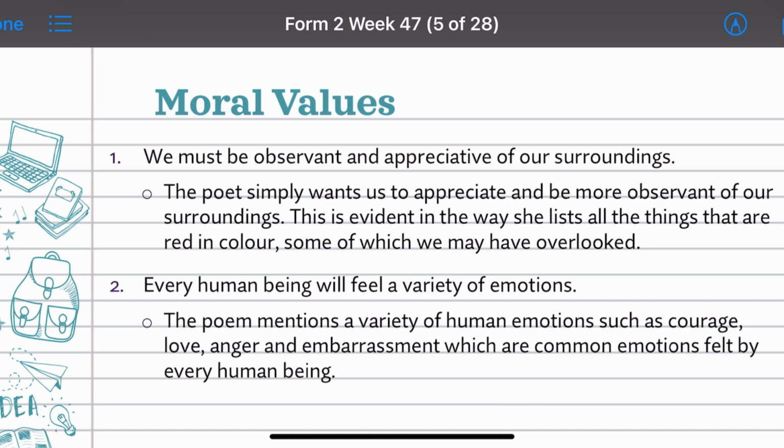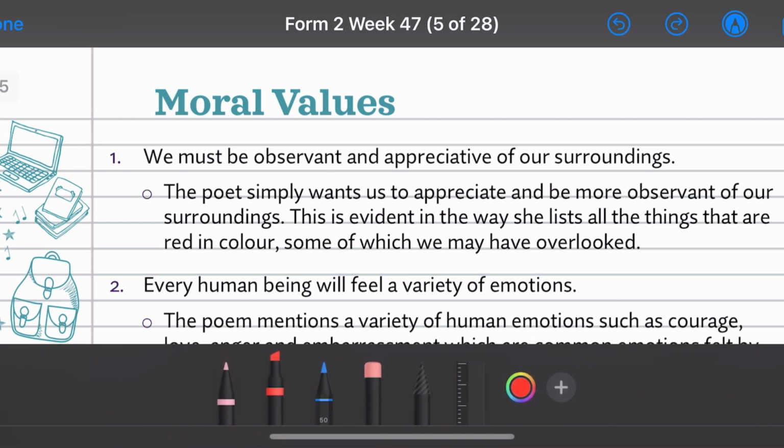The moral values that we can learn from this is we must be observant and appreciative of our surroundings. Okay, we must pay attention. When we always see things, we try to be more appreciative of what is around us. Observant means paying more attention. Sometimes it's like with people, but in this poem it is the colour red.